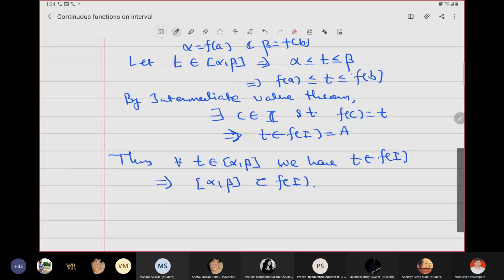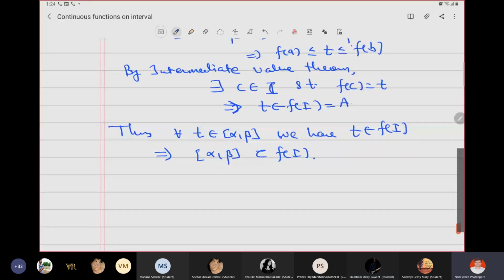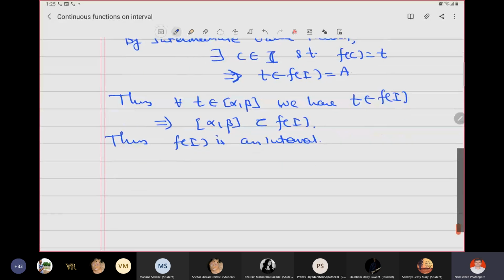And so what is the conclusion for any alpha beta? We didn't select specific elements for alpha and beta. We just selected them arbitrarily and found that the entire segment is inside. Thus, f of I is an interval. So f of I is an interval.